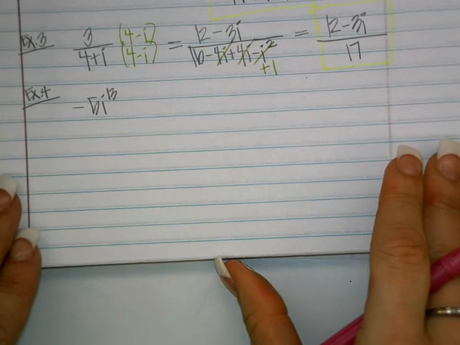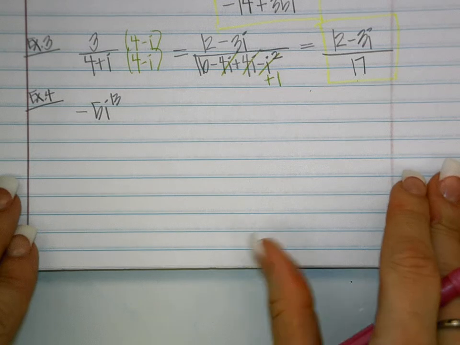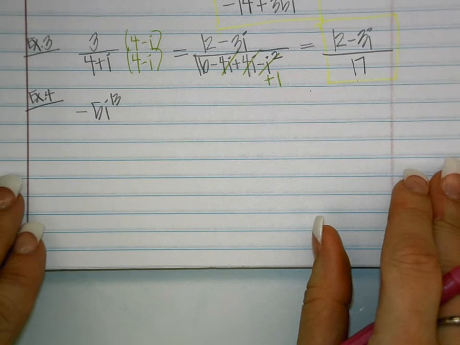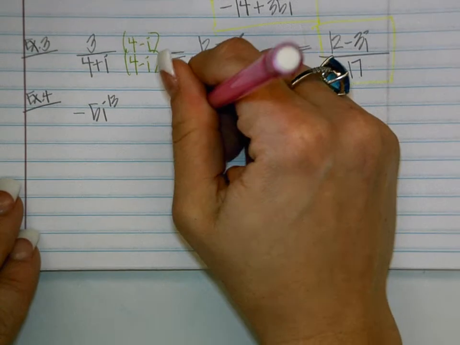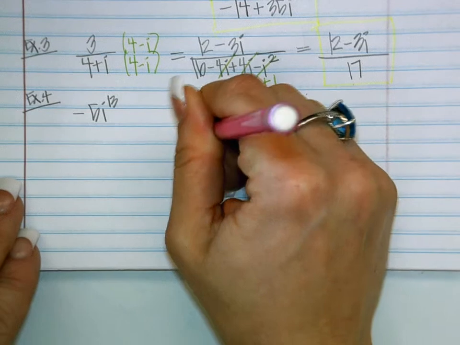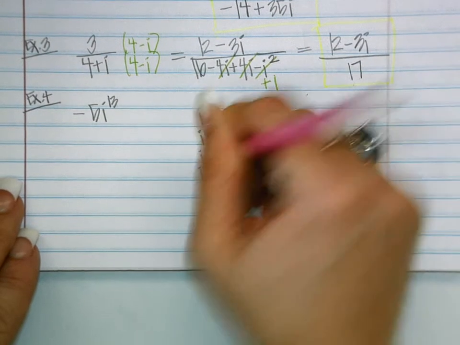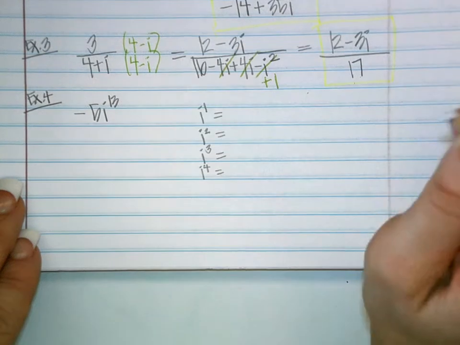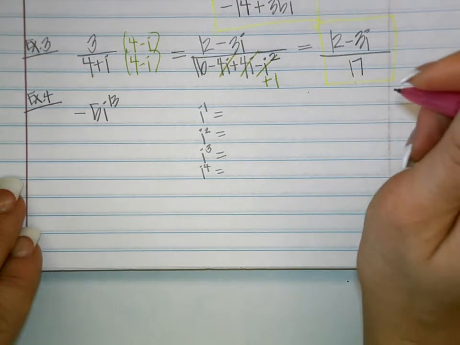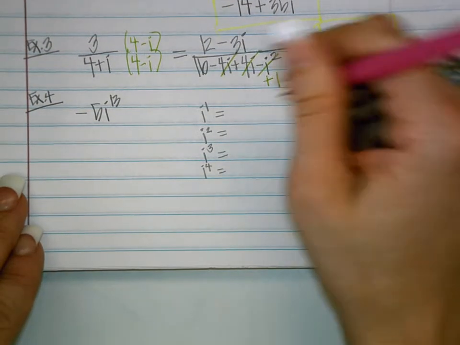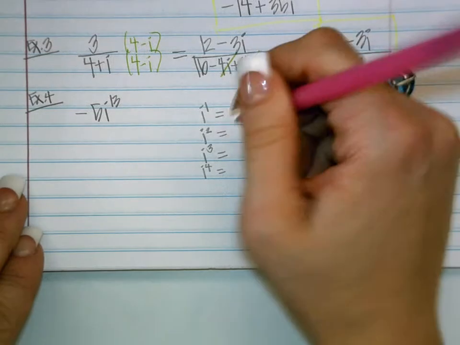What do you have to do to simplify something to a high power of i? You have to set up the chart, okay? So i to the first, i to the second, i to the third, and i to the fourth. Then fill in your chart. So what's the saying that we use to fill in the chart?